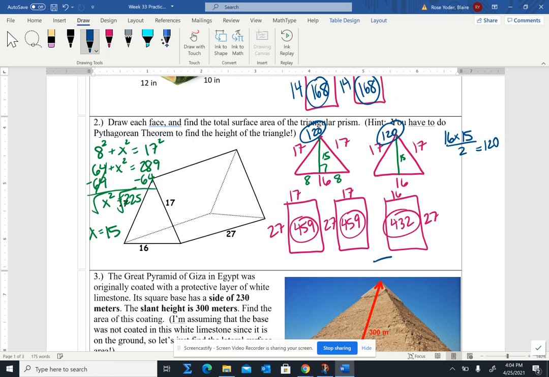So let's do the work of adding everything together to get the total surface area. So I have 120, 120, 459, 459, and 432 for a grand total of 1,590 square units.